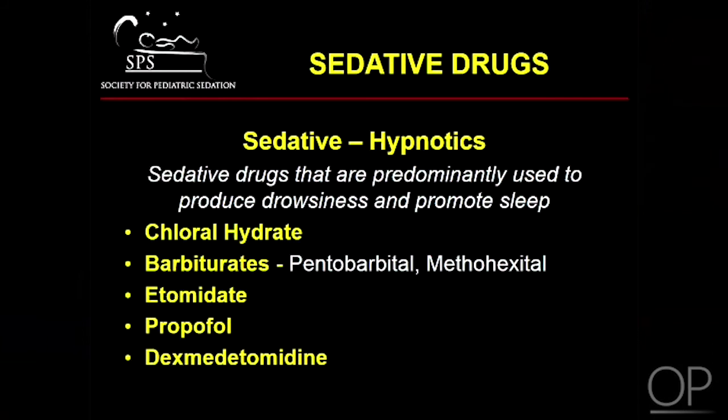First, we will start with sedative hypnotic agents. Sedative hypnotic agents are drugs that are used to produce drowsiness and promote sleep. The most common sedative hypnotics used in pediatric procedural sedation are chloral hydrate, barbiturates, particularly pentobarbital, dexmedetomidine, etomidate, and propofol.